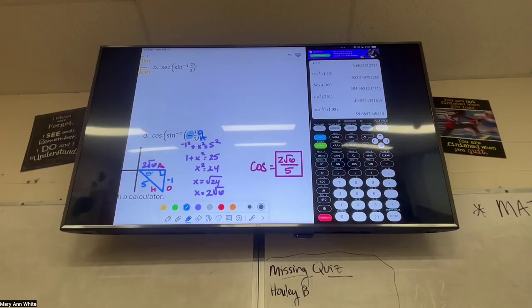All right, I'm gonna jump and do letter B, so you can go ahead and start drawing your picture. Labeling sine with opposite, adjacent, hypotenuse. Graphing your triangle. And then finding your missing side.